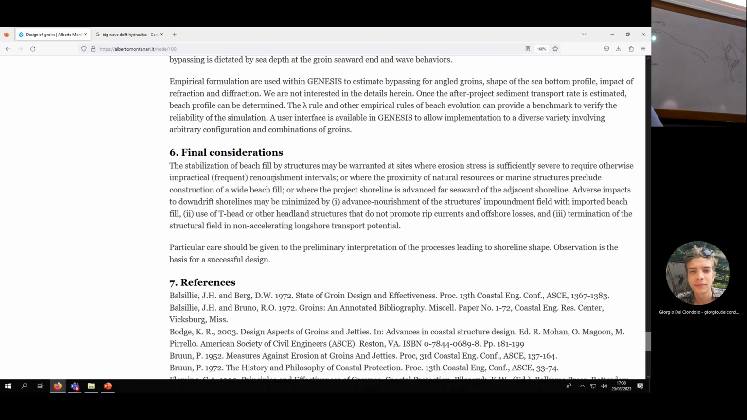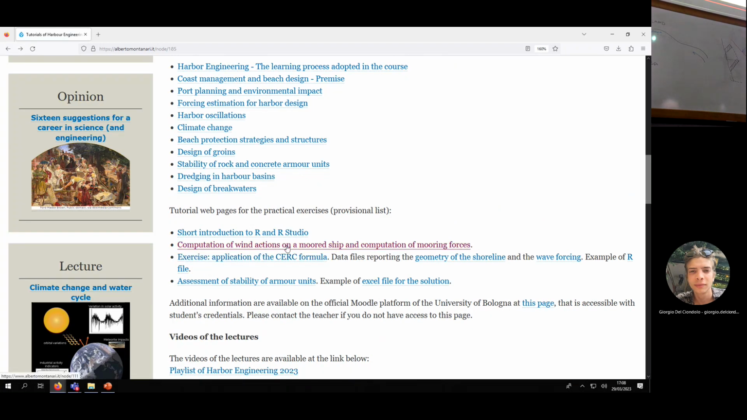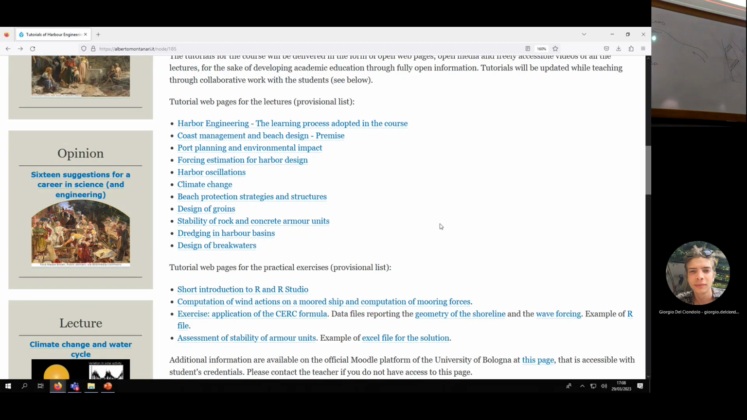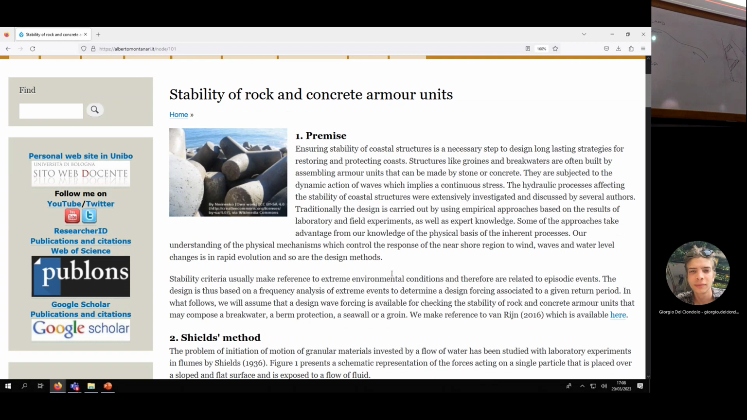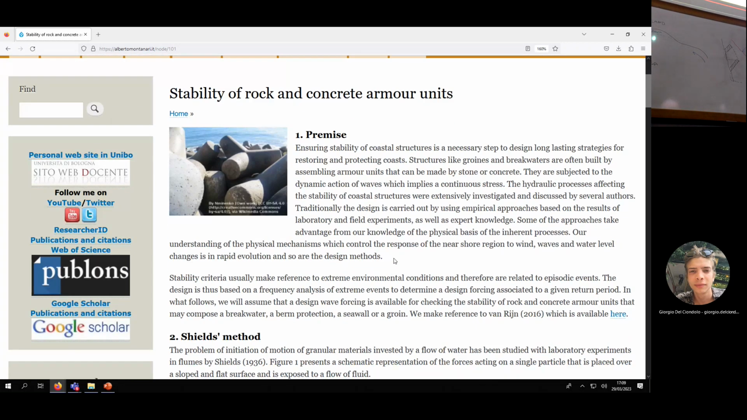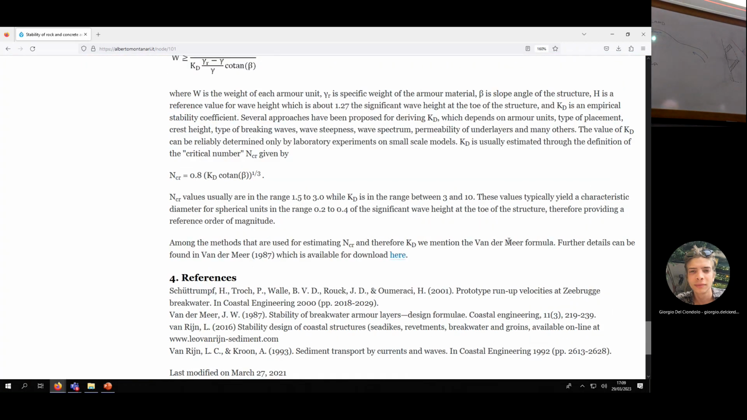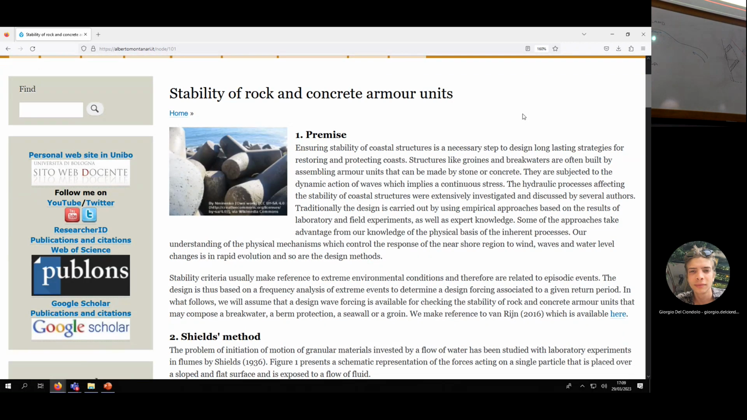Now, I would like to take these 10 minutes to, first of all, make sure that you don't have any questions so far. Okay, let's use these 10 minutes to make, if you agree, an introduction to the stability of rock and concrete armor units. I know that you did something with Professor Archetti. No, I don't have PowerPoint here, but I will prepare it by next Wednesday.